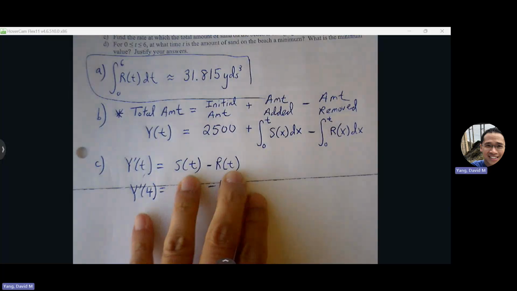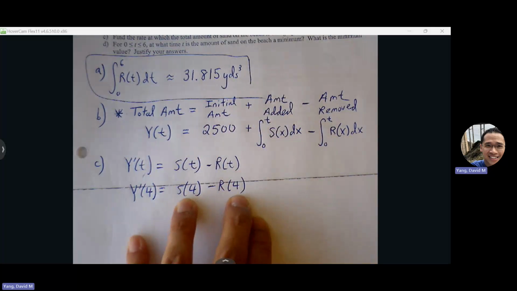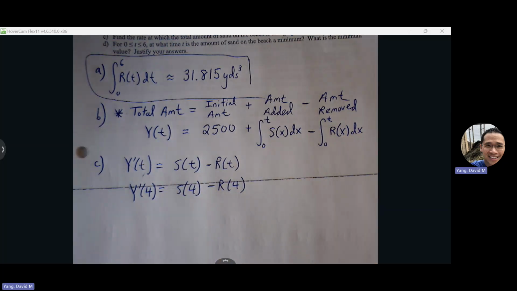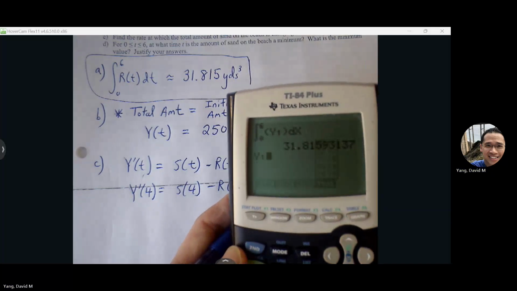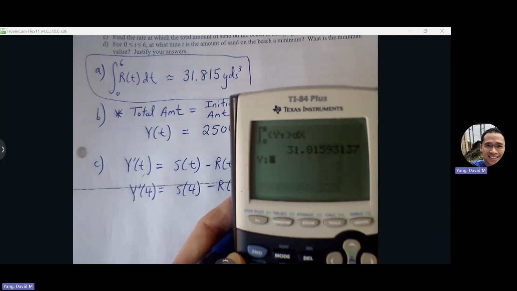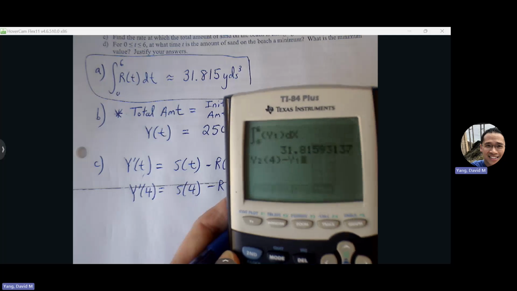Now, because s and r are already in terms of a rate, we can just plug directly into the calculator and call the function. We don't have to find the derivative of s and r because they're both involving a rate already. So I have s stored under Y2. I have r stored under Y1. So I'm just going to call Y2 first, minus Y1.